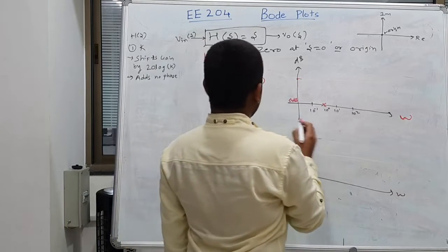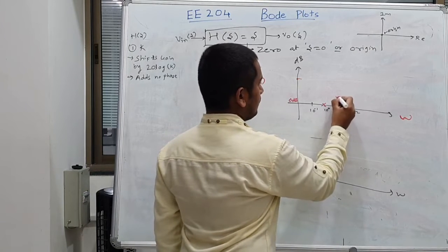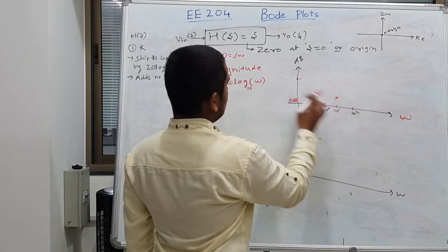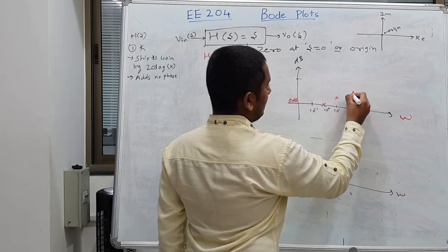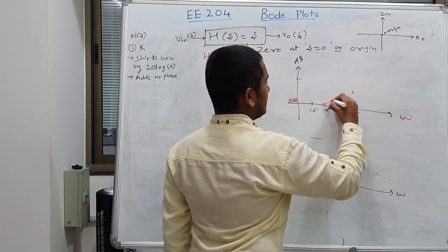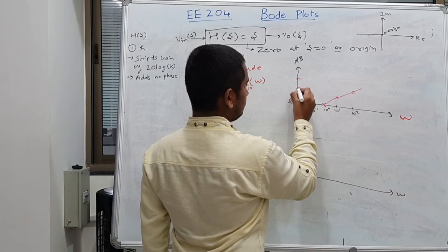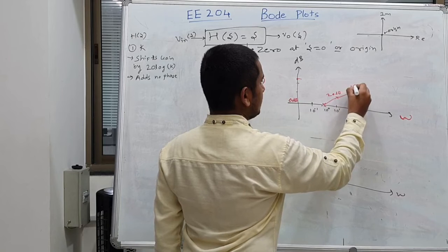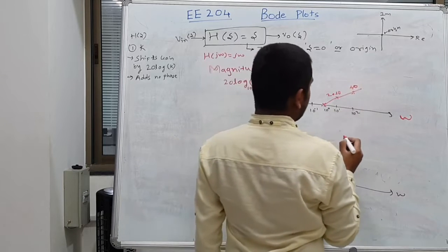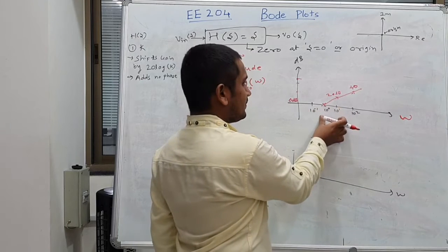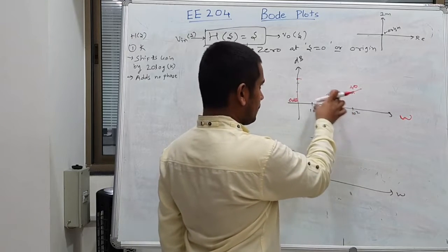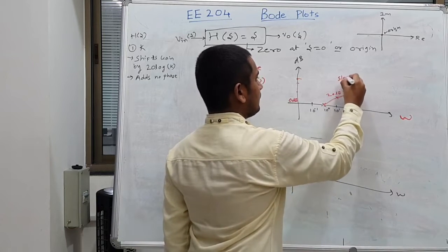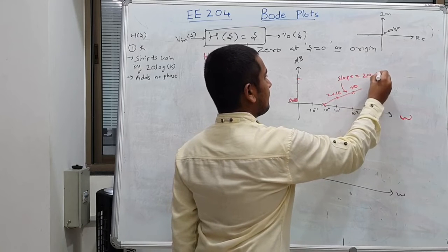with a base 10 will be 20. 20 log of 10 to the power 2. 2 will come here, so it will give something like 40. And if we connect all these dots, we get 20 dB here, and this is at 40 dB. It means that in every decade there is an increase in magnitude by 20 dB. Hence the slope of this curve is 20 dB per decade.